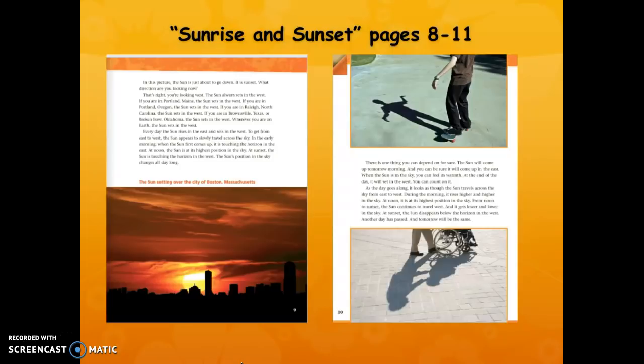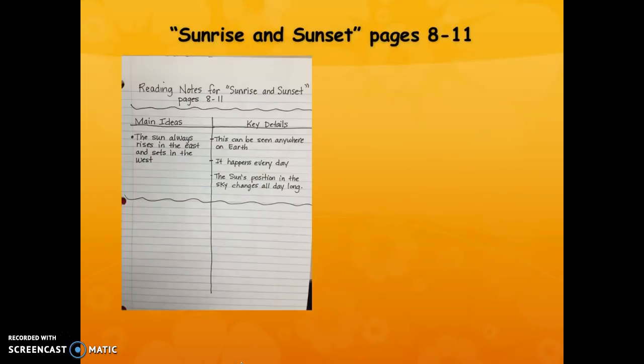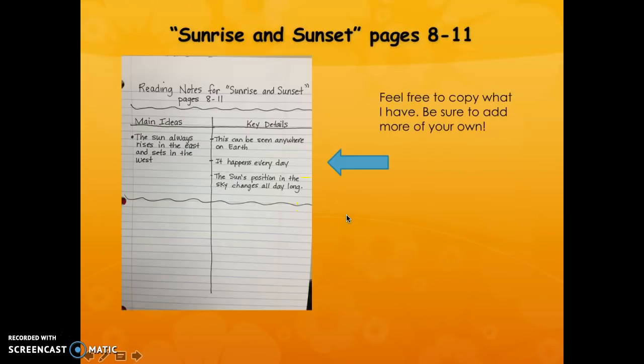All right, now, here is what you might have written down so far. The sun always rises in the east and sets in the west. Some key details: this can be seen anywhere on Earth. It happens every day, and the sun's position in the sky changes all day long. So feel free to copy what I have, but make sure that you also have more of your own. Go ahead and stop the video if you'd like to copy what I have.